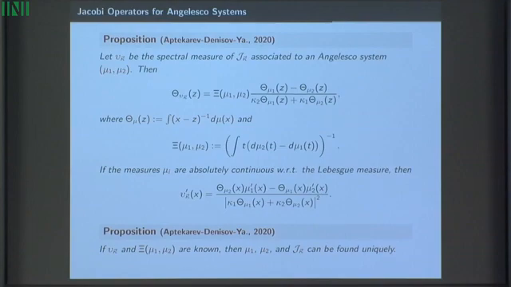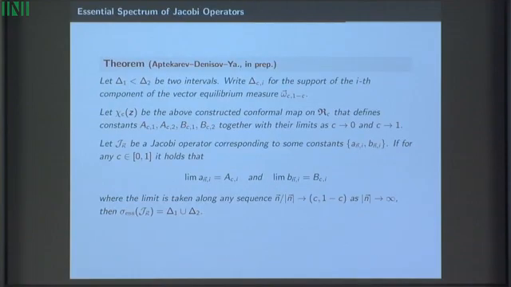But knowing just the spectral measure is not enough. You need to know this constant as well. And that was all in order to prove this result. Now take this Jacobi operator corresponding to some coefficients a_n and b_n. I'm not saying that they're coming from recurrence relations, simply some. And I would like to know something about the essential spectrum of this operator.